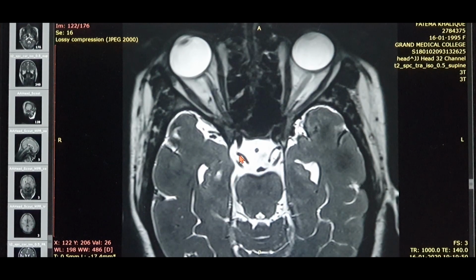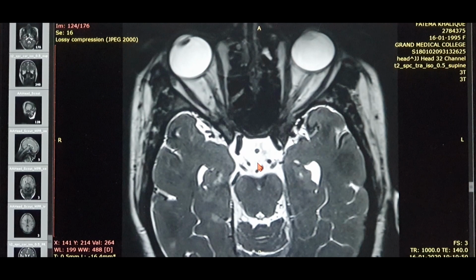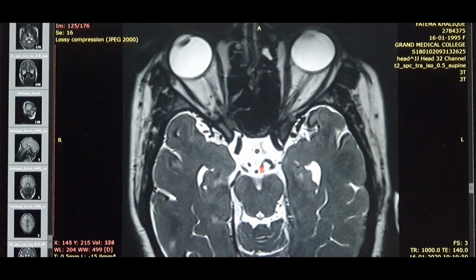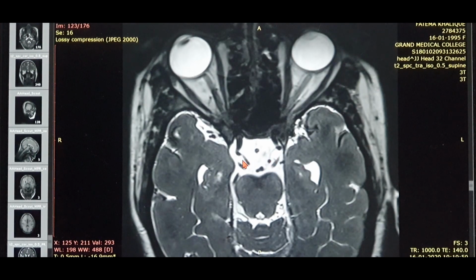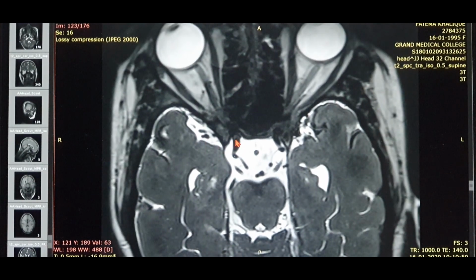Further up behind, we can start seeing the posterior communicating artery right there, and we can see the posterior cerebral artery right here. This is the posterior communicating. This is the internal carotid artery. You can see very clearly. That's the internal carotid artery.